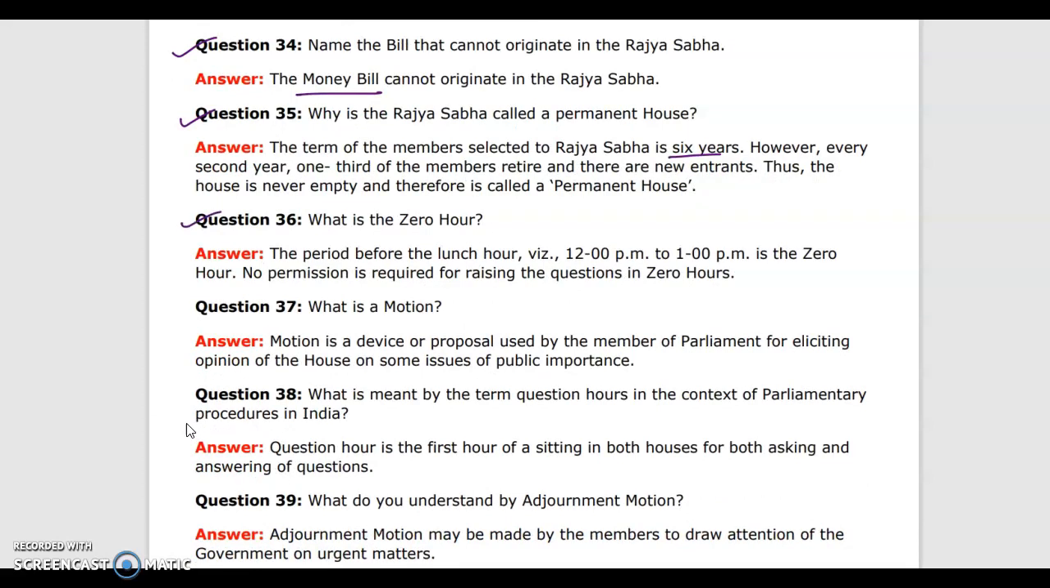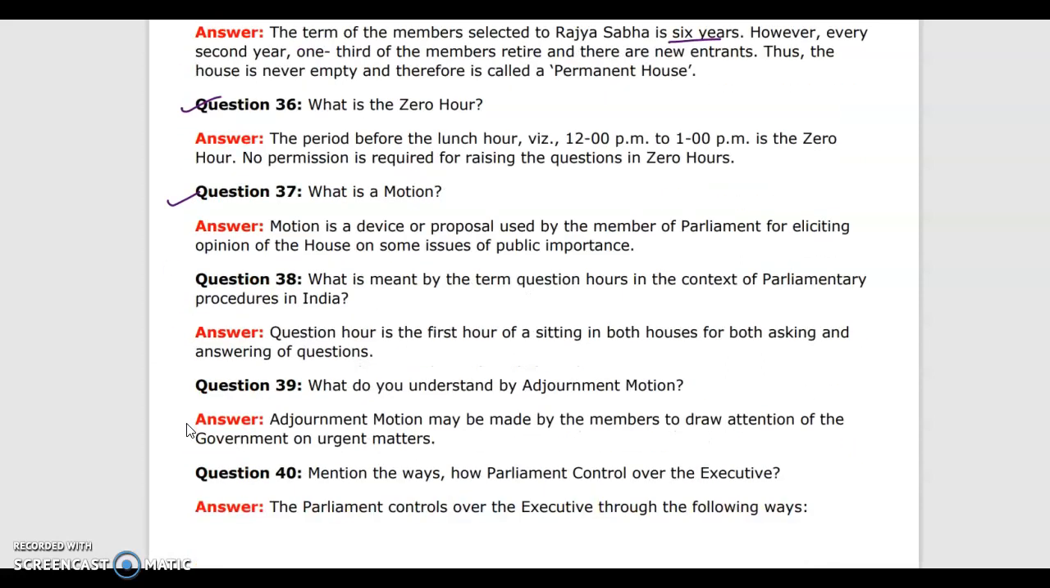What is the 0 hour? The period before the lunch hour, that is 12 p.m. to 1 p.m. is the 0 hour. No permission is required for raising the questions in 0 hour. What is a motion? Motion is a device or proposal used by the Member of Parliament for eliciting opinion of the House on some issues of public importance.